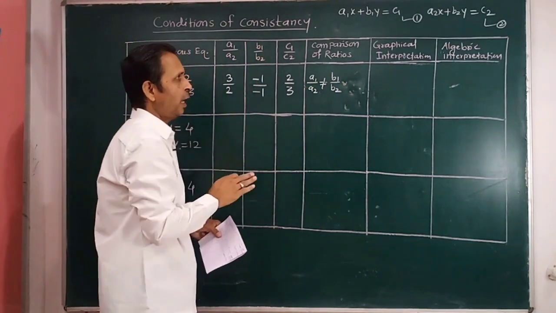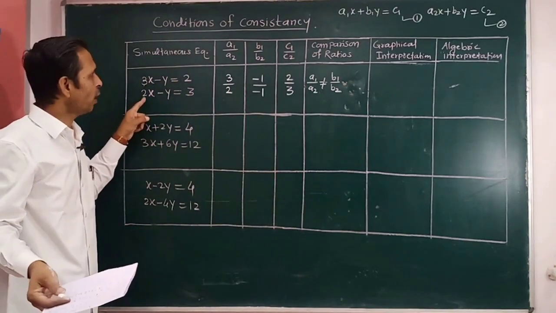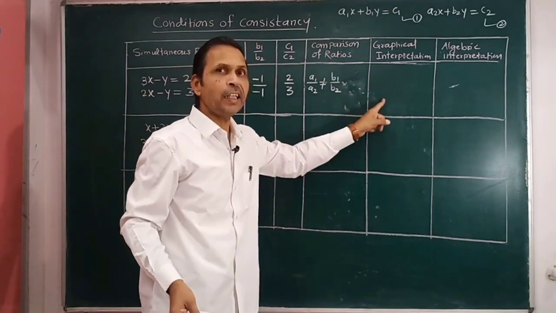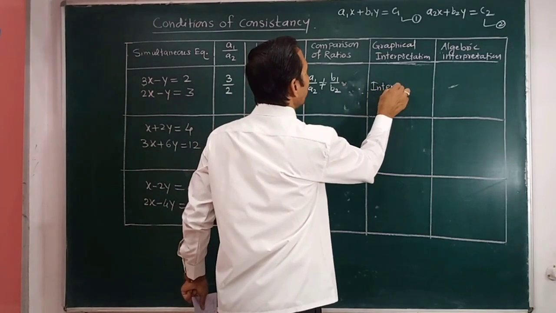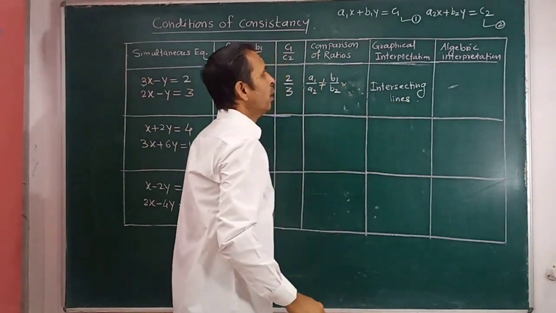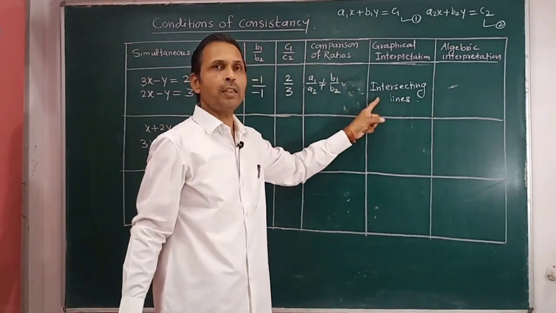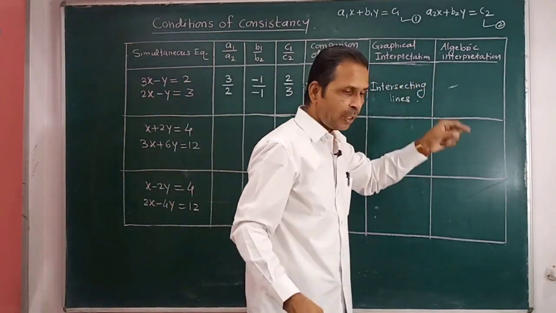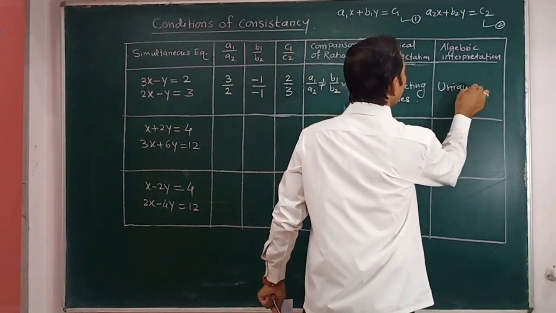the graph of these equations, which we have already drawn, is intersecting lines. The graphs are intersecting lines. And what is the algebraic interpretation? The graphical interpretation is intersecting lines. What is the algebraic interpretation? The algebraic interpretation is a unique solution.